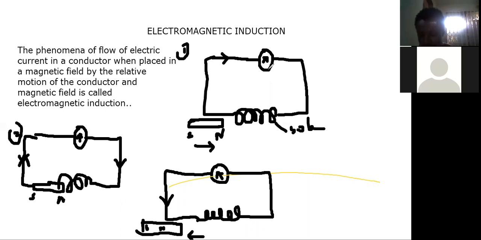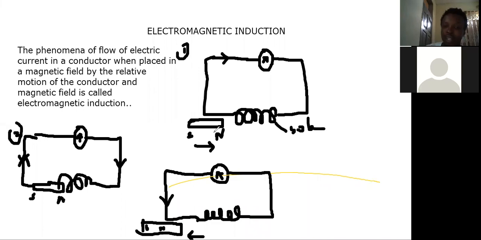The galvanometer gives a deflection while the magnet is moving, indicating that a current is flowing. So when this is moving, there's a deflection in this, and this shows that the current is flowing. Basically, what they are trying to say is that when a magnet comes in contact with this, or when a magnetic field is established, current is generated.